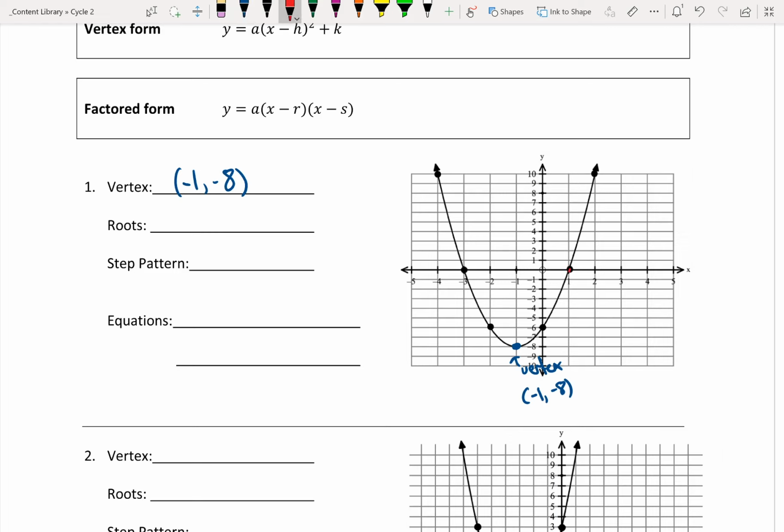My roots are also the x-intercepts, so I'm looking for them here. So we have (1, 0), (-3, 0). Or not my y-intercept, sorry, that's my x-intercept.